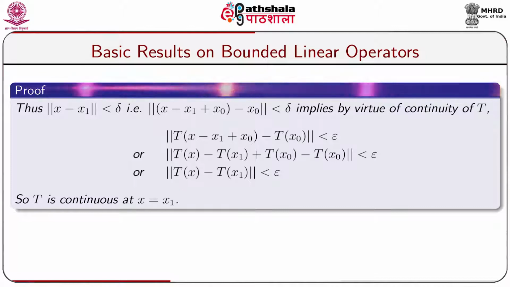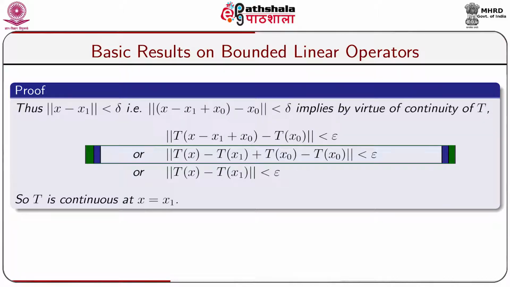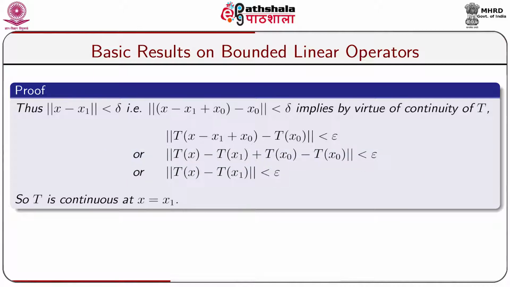Thus, norm of x minus x1 less than delta, that is norm of x minus x1 plus x naught minus x naught less than delta, implies by virtue of continuity of capital T, we get norm of T of x minus x1 plus x naught minus T of x naught is less than epsilon, or norm of Tx minus Tx1 plus Tx naught minus Tx naught less than epsilon by the property of linearity of capital T. So, which is equivalent to norm of Tx minus Tx1 is less than epsilon. This implies that T is continuous at x equal to x1.